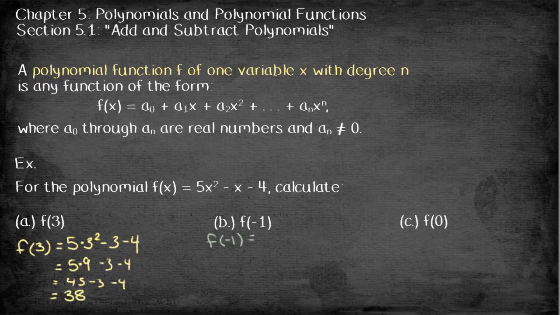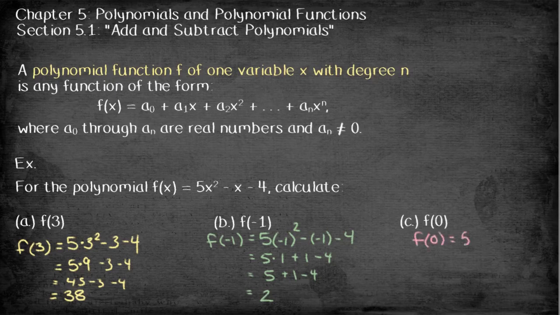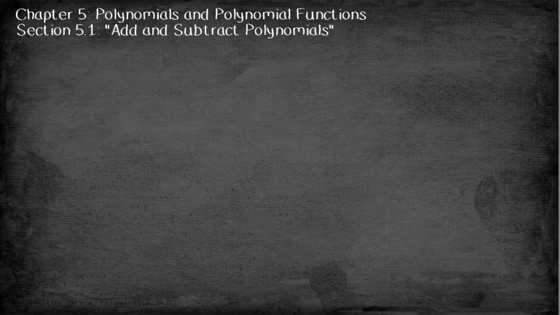All right, for f of -1, same deal. Be careful because you have to remember to put your parentheses around your number, -1, just so you're keeping track of everything. And 2. Lastly, we have f of 0. This is usually an easy one to do. And we get -4.